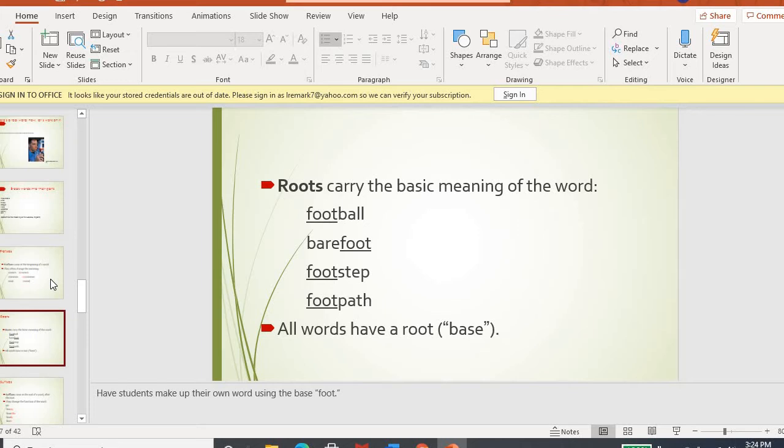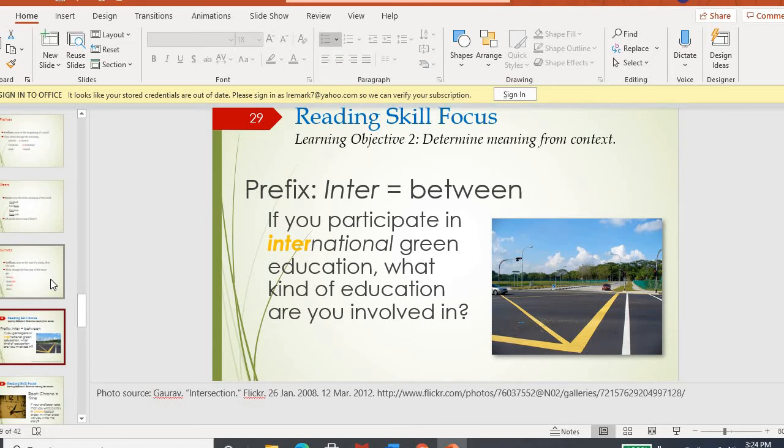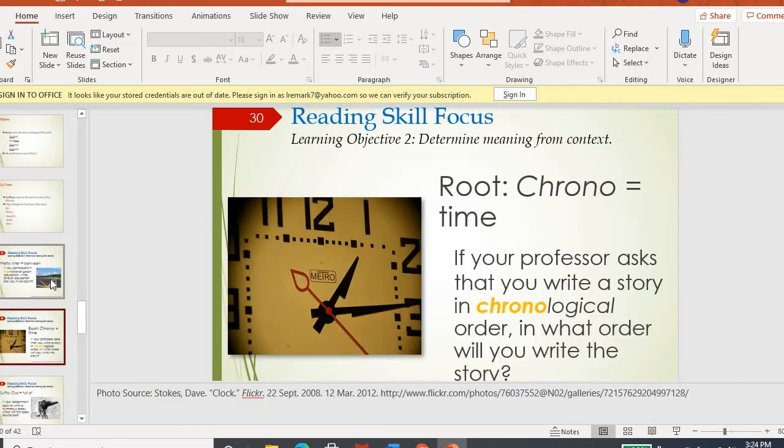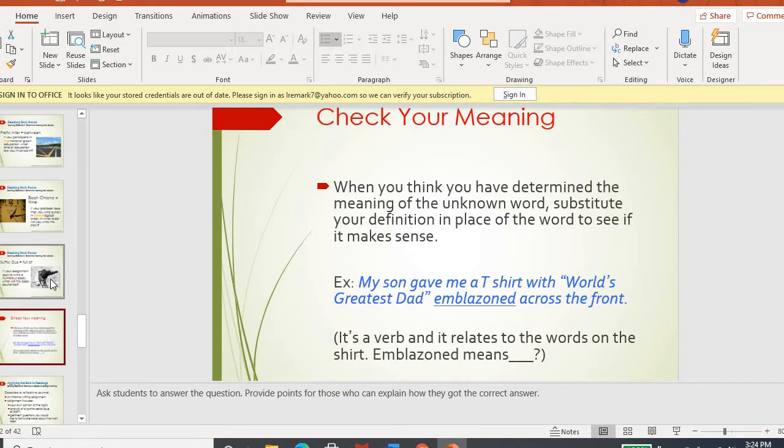Roots, every single word has a root or a base. Not every word has a prefix or a suffix, but every word has a root. And then a suffix comes at the end of the word. It usually just changes the function of a word. You know, it changes that function. And then here are a couple more examples about using word parts and how it can change the meaning. Regardless, let's say you use context clues or word parts, check your meaning. Whenever you're not sure if you came to the right conclusion about what the word means, plug it in.